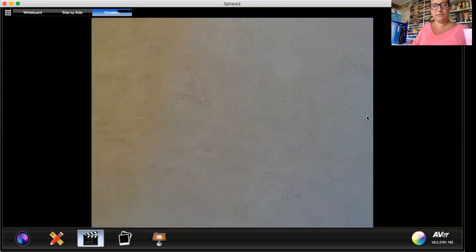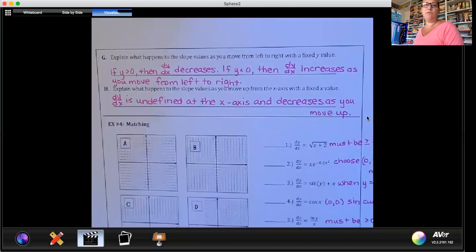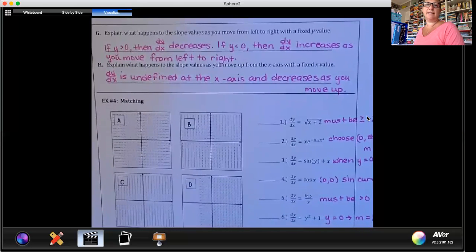Continuing with this question, explain what happens to the slope values as you move from left to right with a fixed y value. If y is greater than 0, then dy dx decreases. If y is less than 0, then dy dx increases as you move from left to right. And what happens to the slope values as you move up from the x-axis with a fixed x value? It is undefined at the x-axis and decreases as you move up.